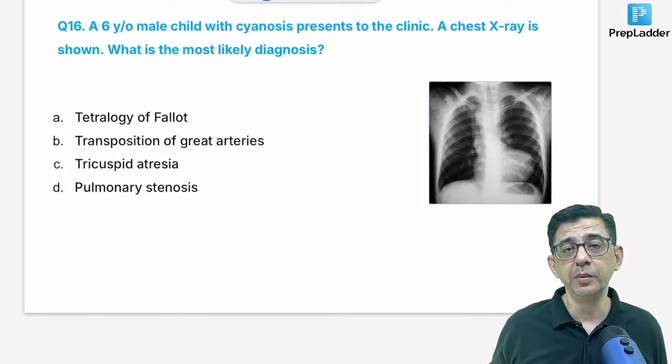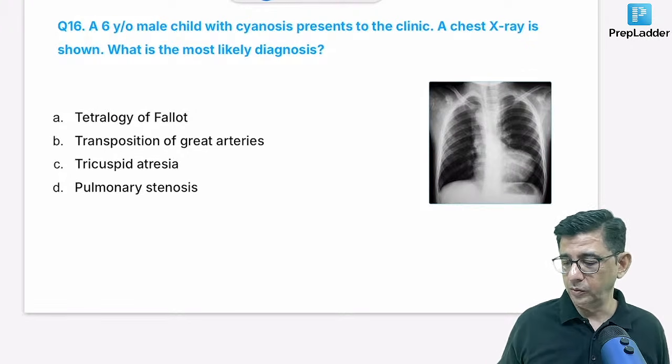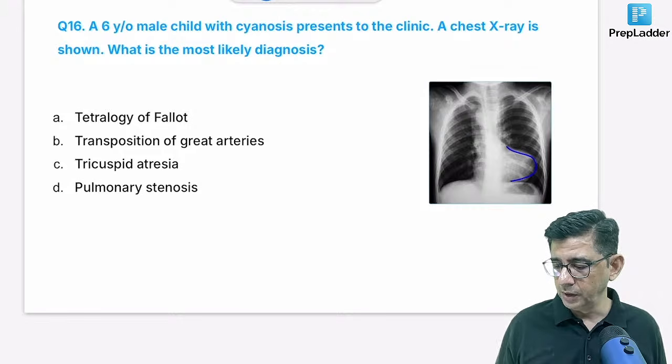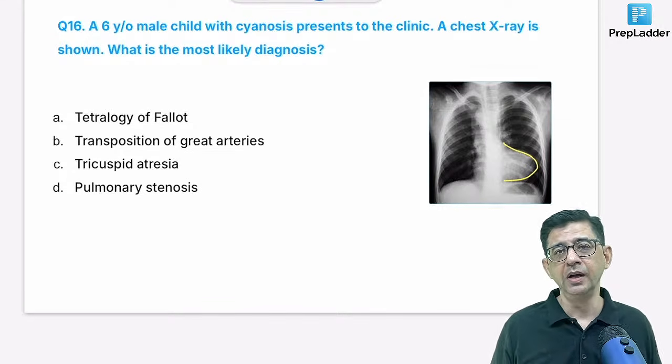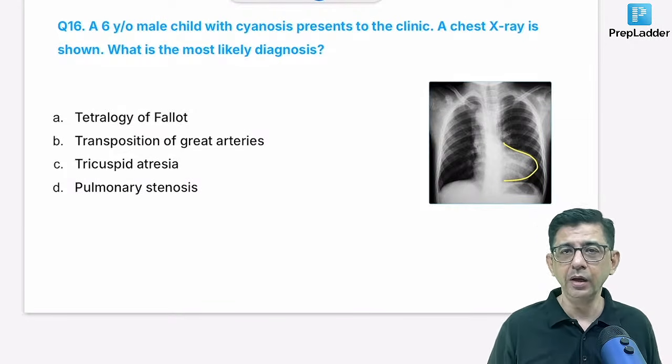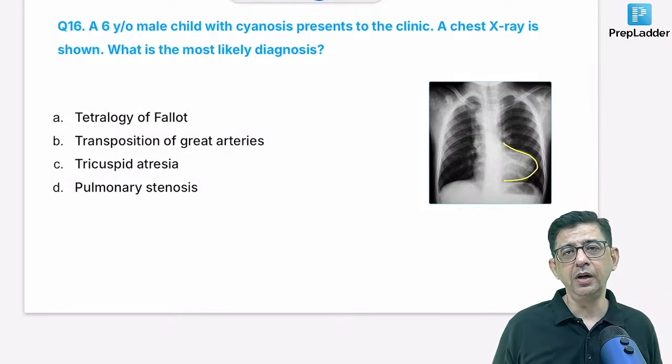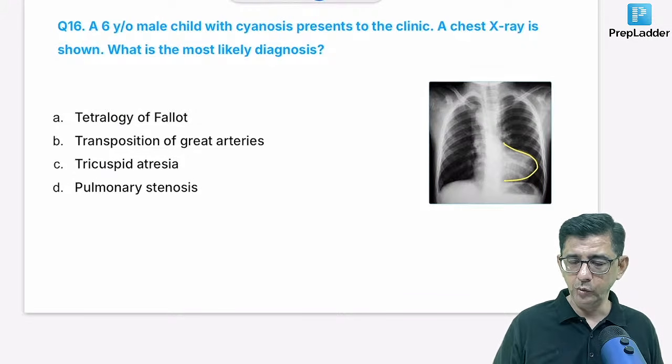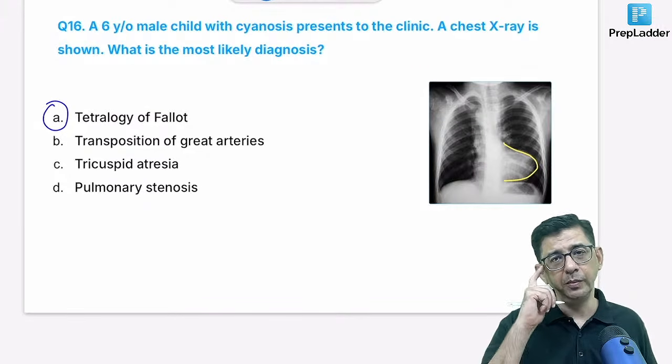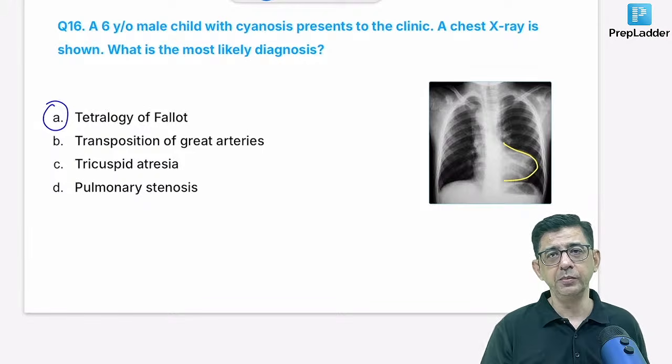This is that boot-shaped heart that you guys were pointing at. You should be able to pick up the displacement of the apex of the heart from the perspective of both left ventricular as well as right ventricular enlargement. Here the apex of the heart is lifted up, and here you can pick up that boot-shaped heart. So that is okay. And he's mentioned the cyanosis component as well, so it becomes relatively easier for you to pick up the question.